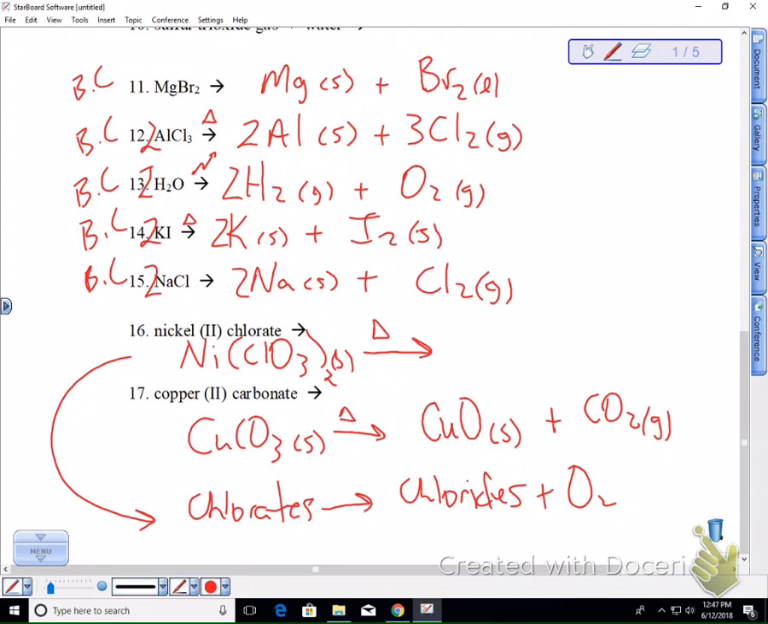So if that's the case, my product will be nickel 2 chloride and then oxygen gas. And then we would need to balance that. I believe I need 3 oxygens there. Did that do it? I think it did.